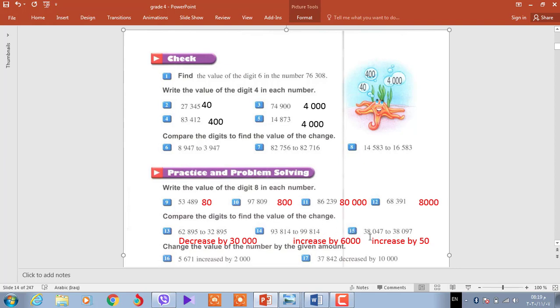In practice 15 also we have 38,047 changed to 38,097. We have 4 in tens and 9 in tens. So this one is also increased by 50 because in tens we have 40, and in tens we have 90. This one is also increased by 50, dear student.